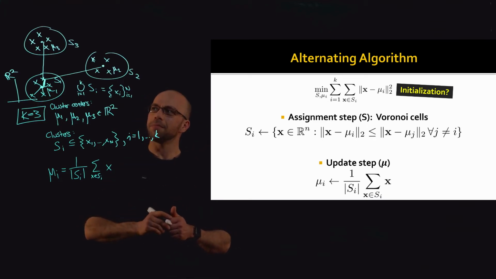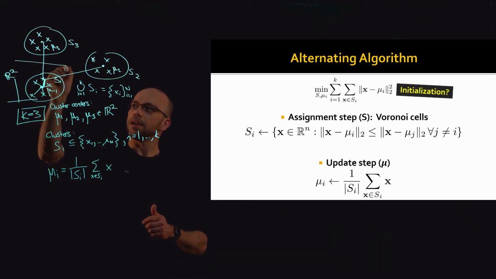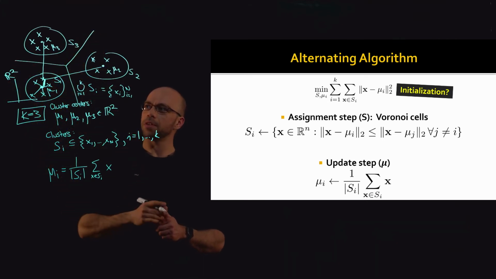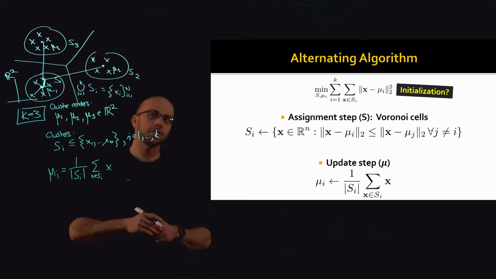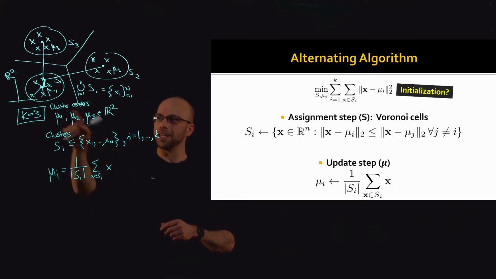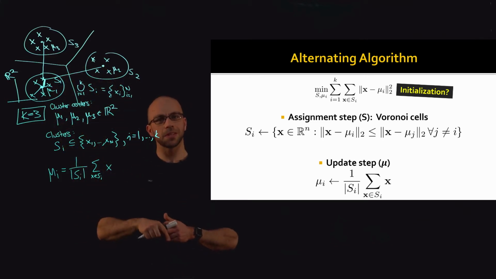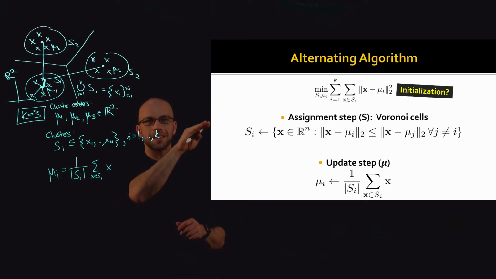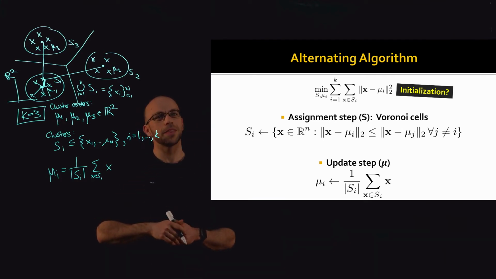That actually implicitly is defining something called a Voronoi diagram, which is sort of the partition of the plane into the sets of points that are closest to each of the mu i's relative to all the other ones. So anyway, that's how we optimize the S_i's with the mu's fixed.